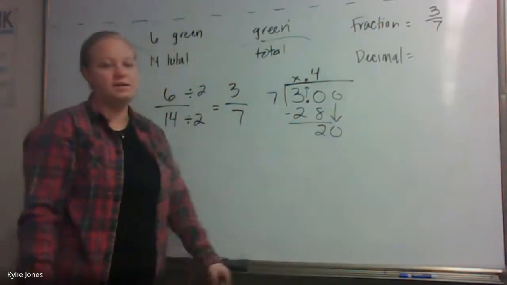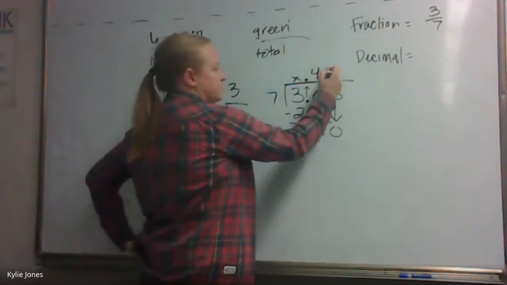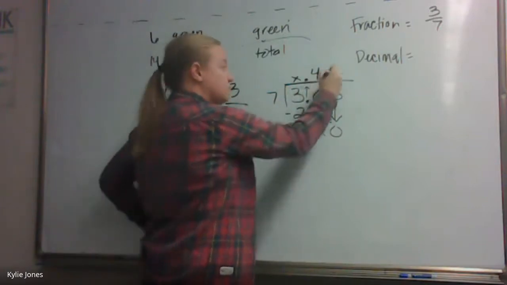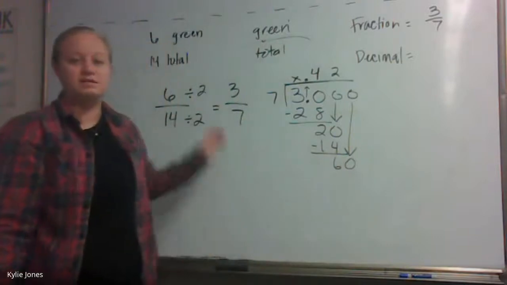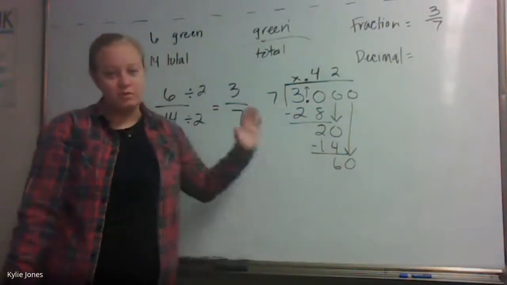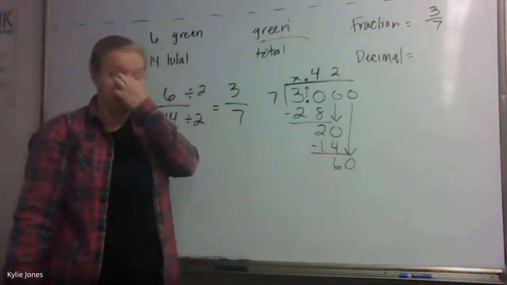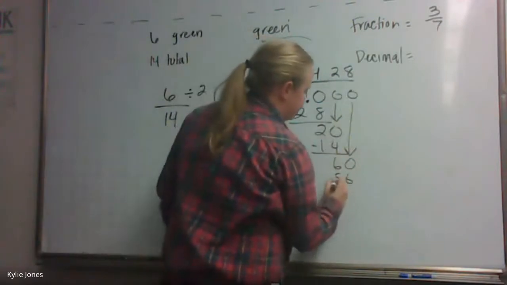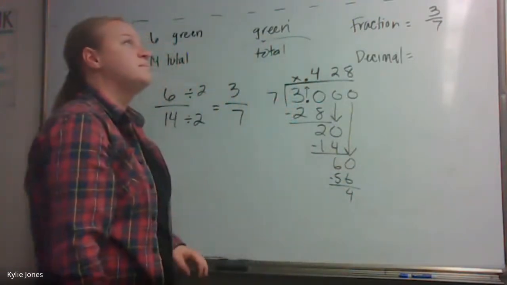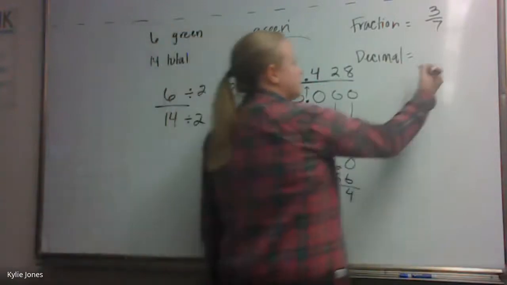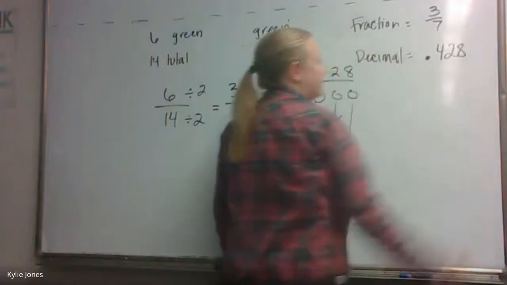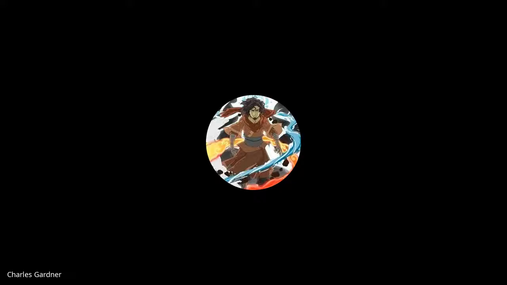How many times does 7 go into 20? 2. And you get 14, subtract and get 6. Add another 0 and see what happens. I think this is one that's just going to keep going and going. So let's do one more and we'll stop. How many times does 7 go into 60? 8 times. And you get 56. Yeah, this one is just going to keep going. So we're not going to keep going out for our decimal. So our decimal here is 0.428. We should put dot dot dot after that.